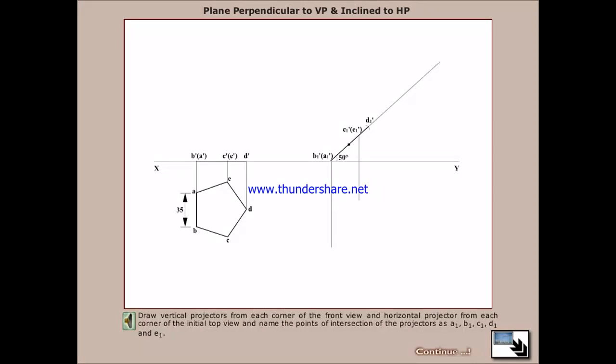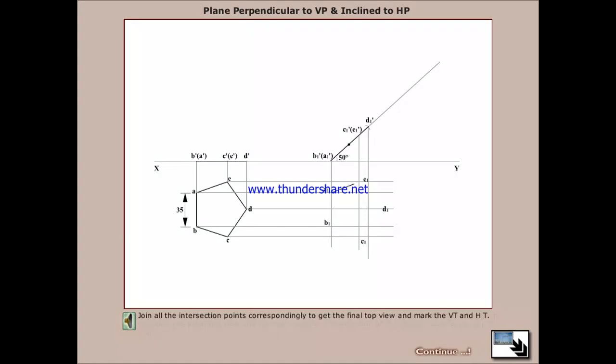Draw vertical projectors from each corner of the front view and horizontal projector from each corner of the initial top view, and name the points of intersection of the projectors as A1, B1, C1, D1 and E1. Join all the intersection points correspondingly to get the final top view and mark the VT and HT.